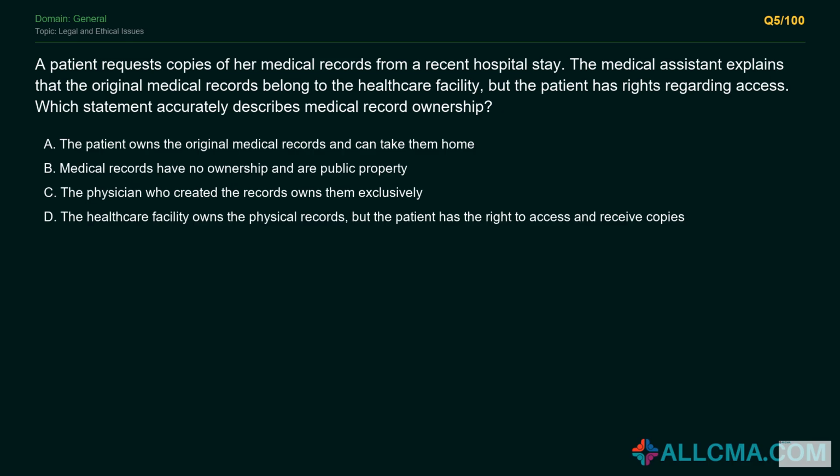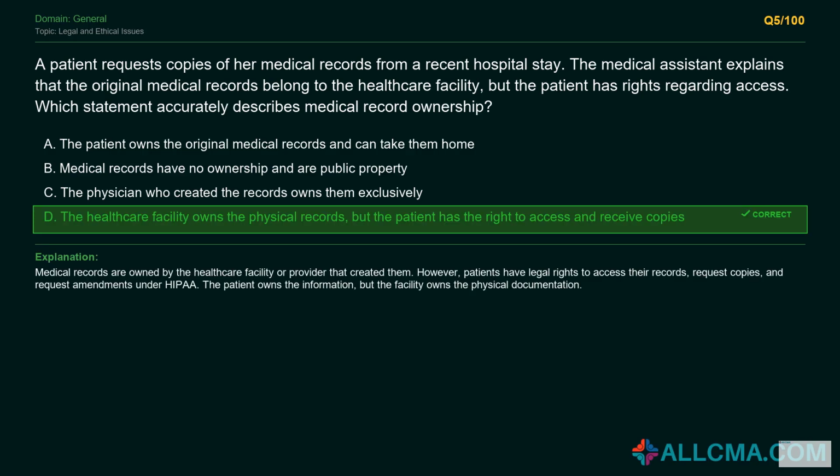Option A. The patient owns the original medical records and can take them home. Option B. Medical records have no ownership and are public property. Option C. The physician who created the records owns them exclusively. Option D. The healthcare facility owns the physical records, but the patient has the right to access and receive copies. The correct answer is D.